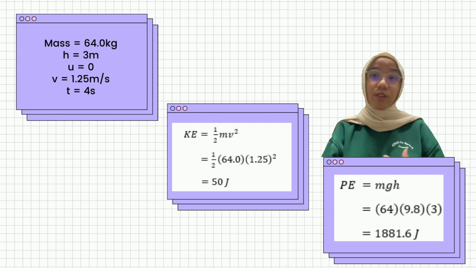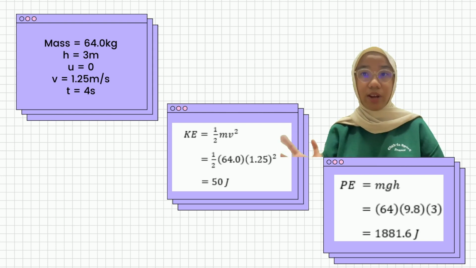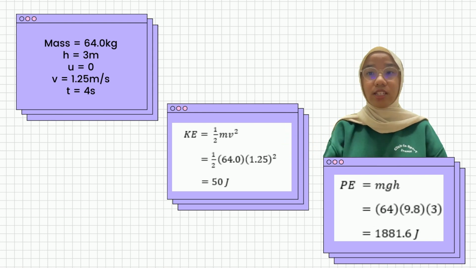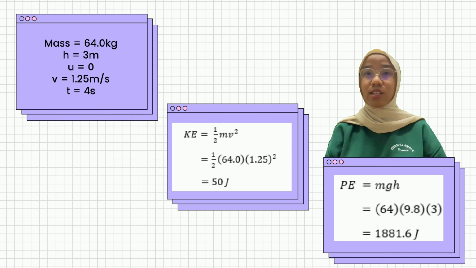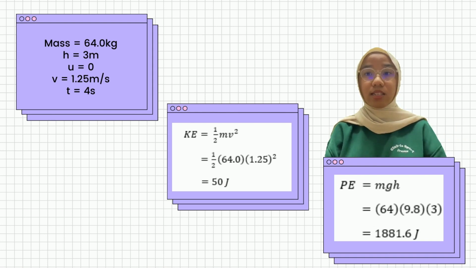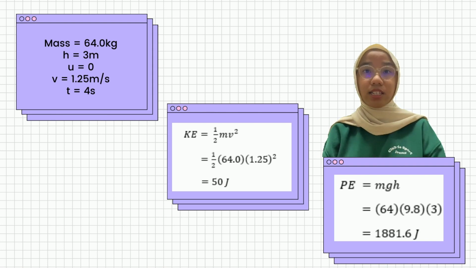As you can see from the video, when this man runs upstairs starting from rest, he converts the chemical energy originally from food into kinetic energy and gravitational potential energy. His power output depends on how fast he does this. So the question is, what is the power output? The formula of power is equal to work done. Work done is equivalent to kinetic energy plus potential energy.